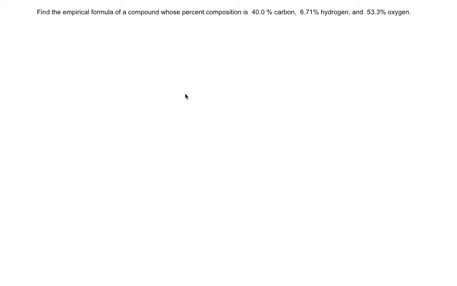All right, so in this problem, guys, it's very, very similar to the problem that we saw before where we're given mass and asked to find the empirical formula. However, for this one, we're given percents. So here we're given 40%, 6.71%, and 53%. To which you say, well, that's really hard because how can I find the actual amount in grams of carbon and hydrogen and oxygen if I don't know how much the original sample had, the entire sample?